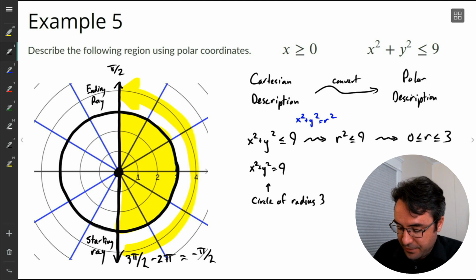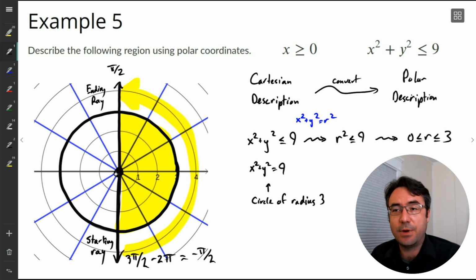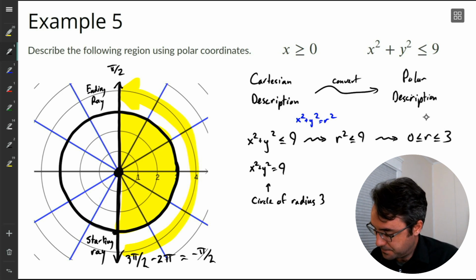If we think of it right at the origin, if we look at the starting ray, the origin here is when r is 0. We go out and we get to this point right here. That's where r is 3. And then we just rotate that around counterclockwise until we get to this ending ray. So the r value is between 0 and 3. And then the theta values are going to be from negative pi over 2 to positive pi over 2.